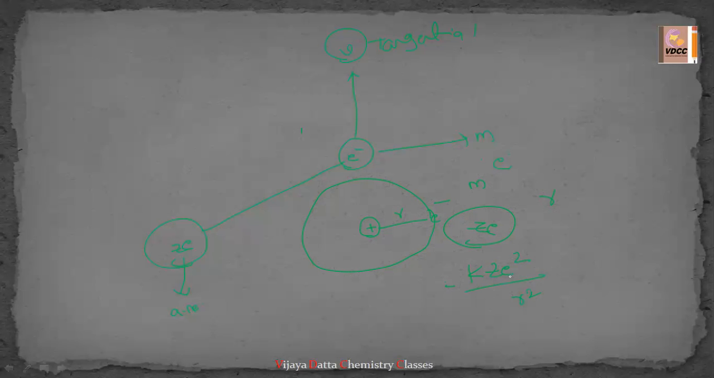Z is the atomic number, e is the charge, r is the radius. Here k is the constant, and k equals 1 by 4 pi epsilon naught. Epsilon naught is called the permittivity of the medium. The k value will be 9 into 10 to the power of 9 newton meter square per coulomb square.